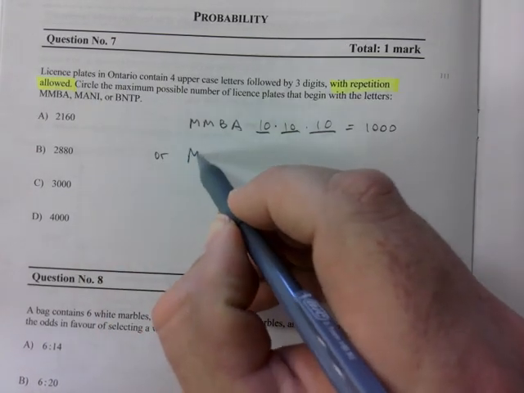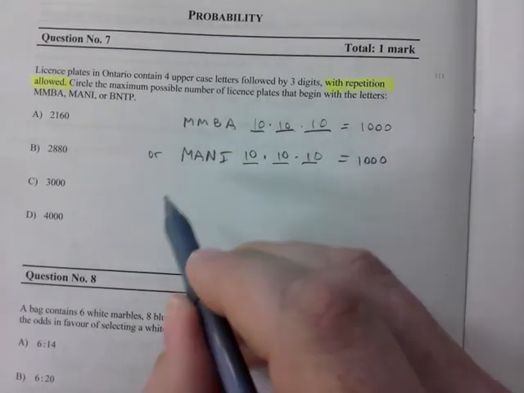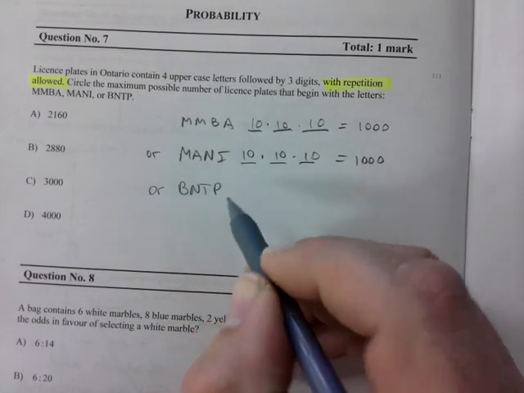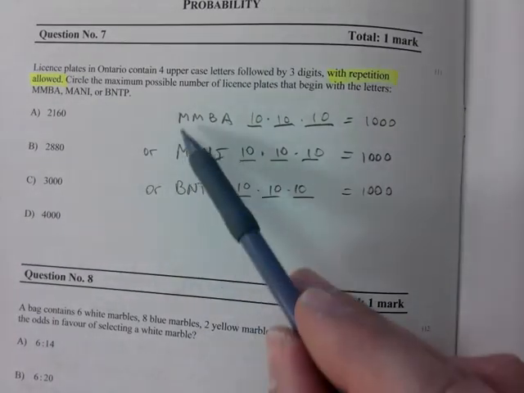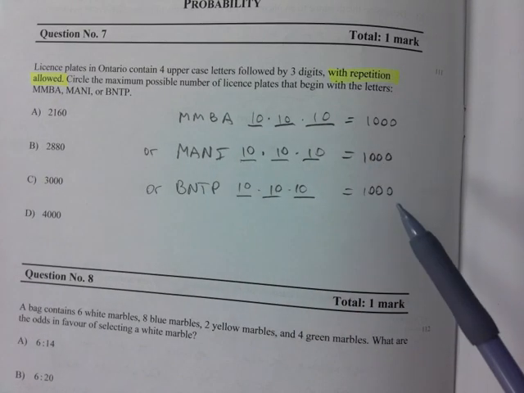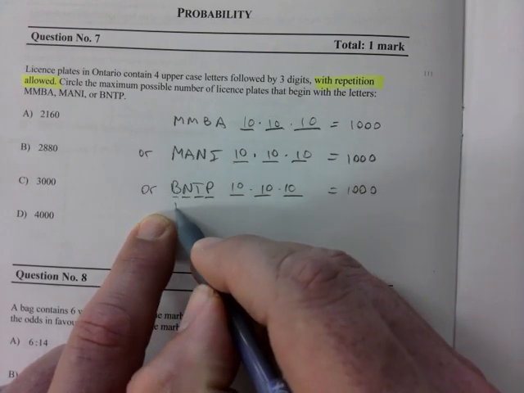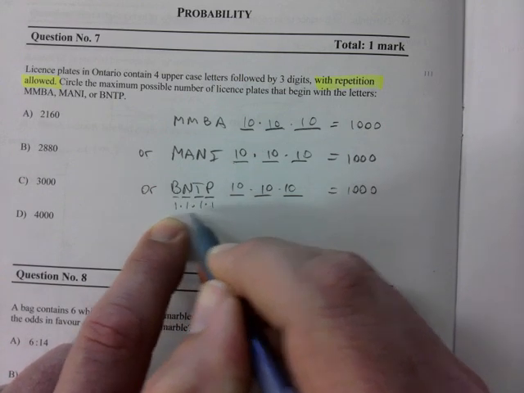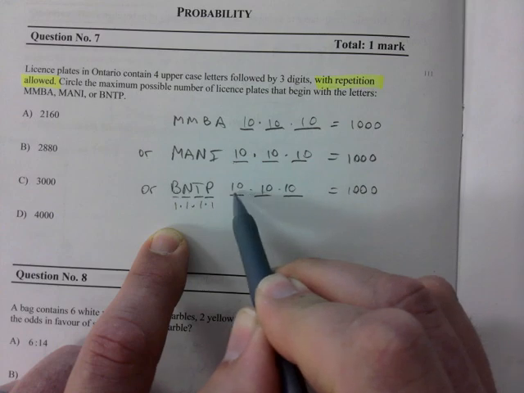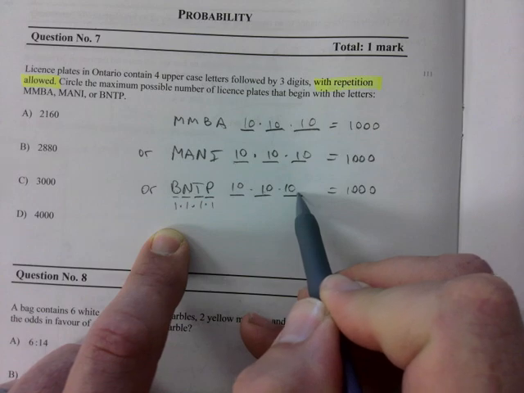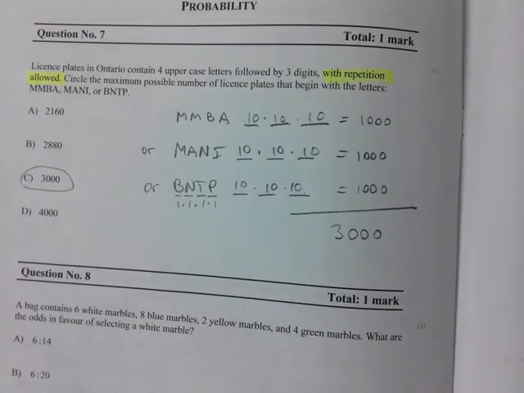Or it starts with MANI followed by 3 digits. That's 10 times 10 times 10, 1,000 as well. Or BNTP followed by 3 digits. That's also 1,000. So these are the options we have. Think of it this way: you have to have a B there, so that's 1, you have to have an N there, times 1, times 1, times 1. Those are the 4 letters that you must have. Then you've got 10 options here, and because we're allowed repetition, we just keep it at 10, 10, 10. We don't go 10, 9, 8. That would be no repetition allowed. So if you add these cases up, you've got 3,000 plates that are possible. So there we go.